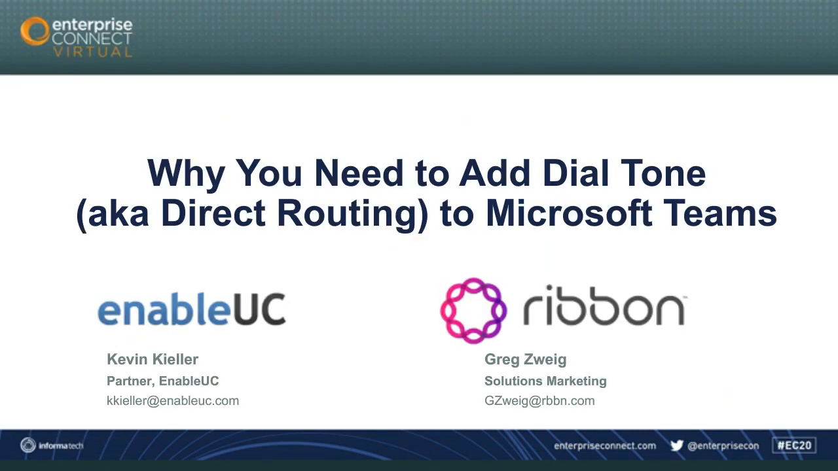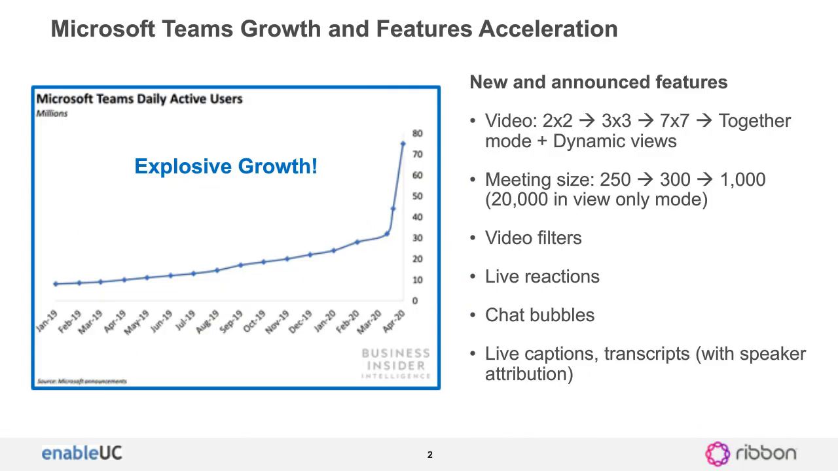Well, thank you very much, Eric. This is Kevin Keeler, and let's get into it. Microsoft Teams has experienced phenomenal growth. There's a chart on the left-hand side. You can see, looking from January 2019 up until April of this year, there were 75 million daily active users. And in fact, while it's not published, there are rumors and suggestions that it's closer to 100 million daily active users right now. Certainly organizations and end users are finding Microsoft Teams meets their communication and collaboration needs.